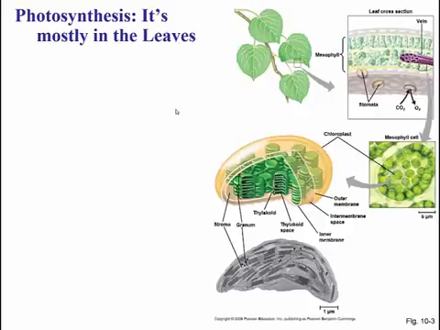Photosynthesis takes place in the green organs of our plant, usually, or green protists. So when we think about green organs in the plant, we usually think leaves. Sometimes we're in the stem as well. So we're looking at the leaves of this plant.